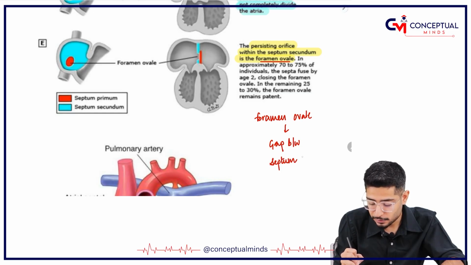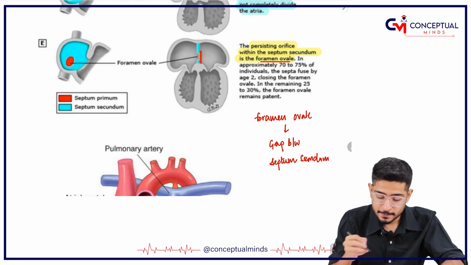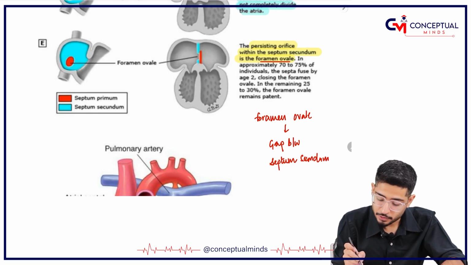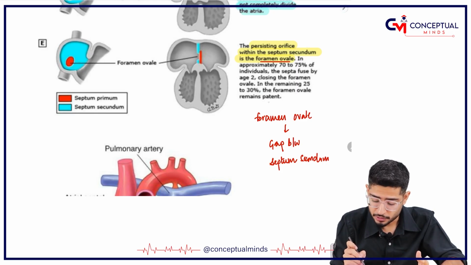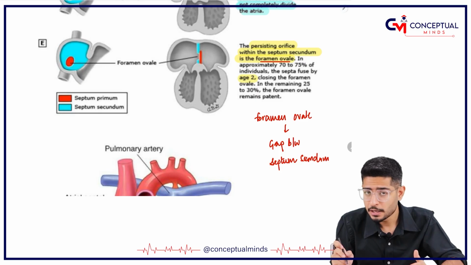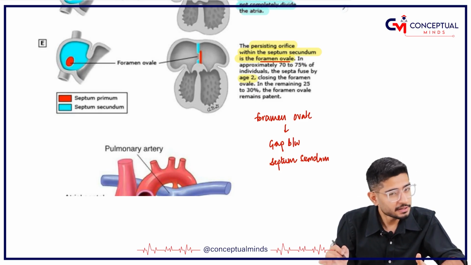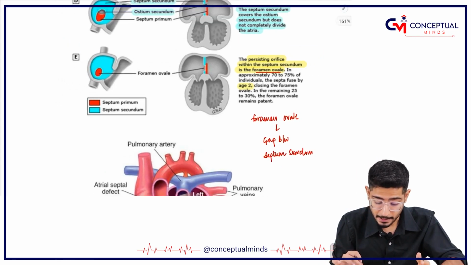Actually, this gap is normal. This septum secundum is going to fuse by 2 years of age anatomically. But in 20-30% of the population it is still patent.